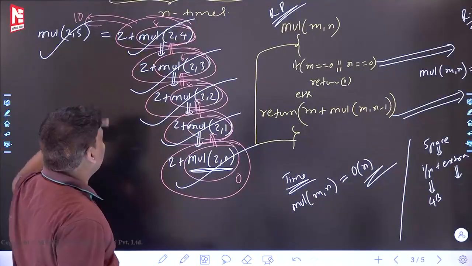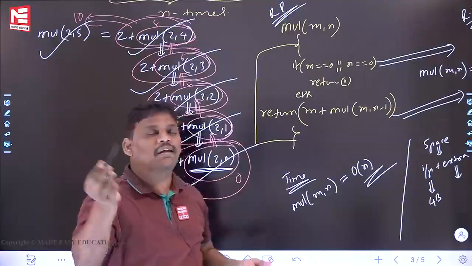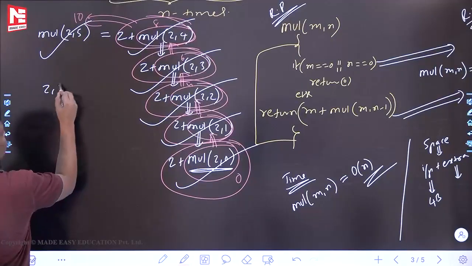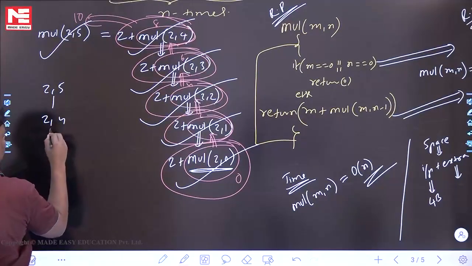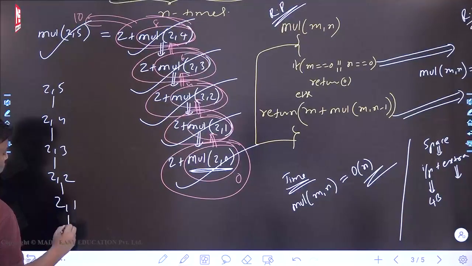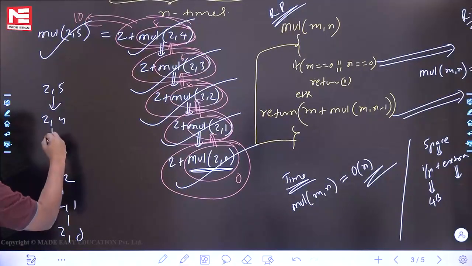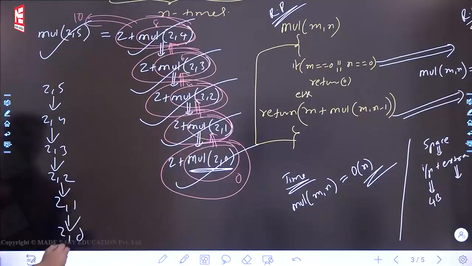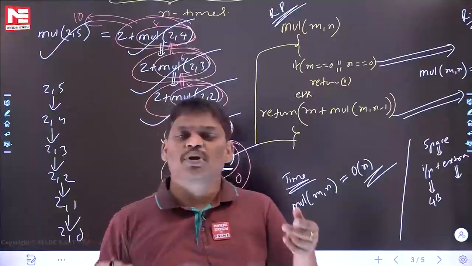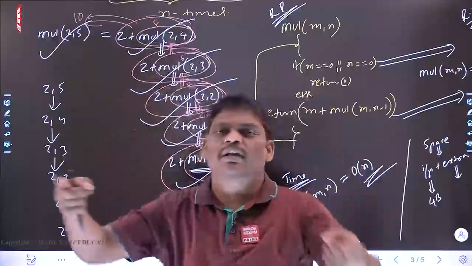And one more thing, you can mold recursive program behavior in the form of a tree. See this one, each call calls the next one. Can you say who was called first? Multiplication of 2 comma 5 called 2 comma 4, next 2 comma 3, next 2 comma 2, next 2 comma 1, next 2 comma 0. Like that, it is a recursive tree. Some people ask me how it is a tree. It is a unary tree. Every recursive program behavior you can mold in the form of a tree, because every time you do the same thing, a tree will come.